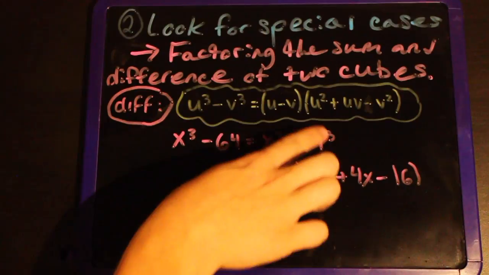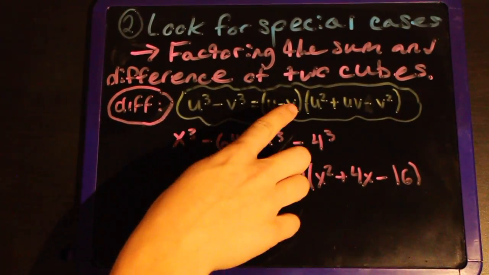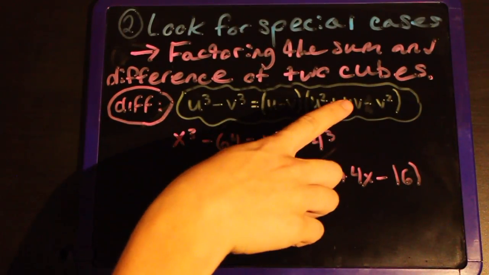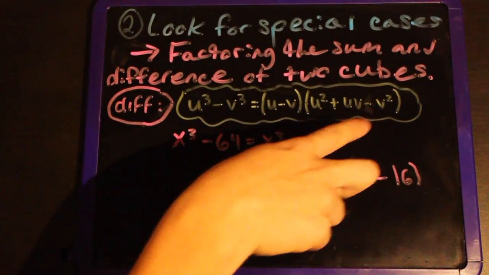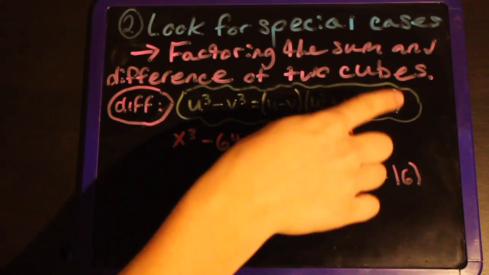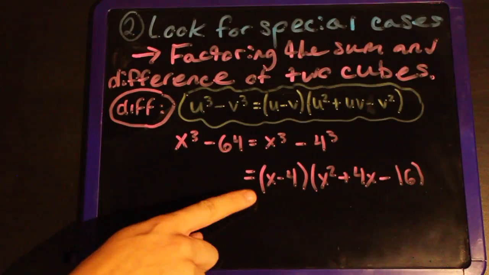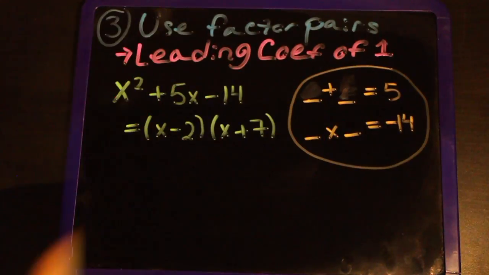And when we look at this formula, we'll just have u, which is x, minus v, which is 4, so x minus 4. Then we have u squared, which is x, so we have x squared. Then we have uv, which is 4x. And then we have v squared, which gives us 16. So our result is x minus 4 times x squared plus 4x plus 16.